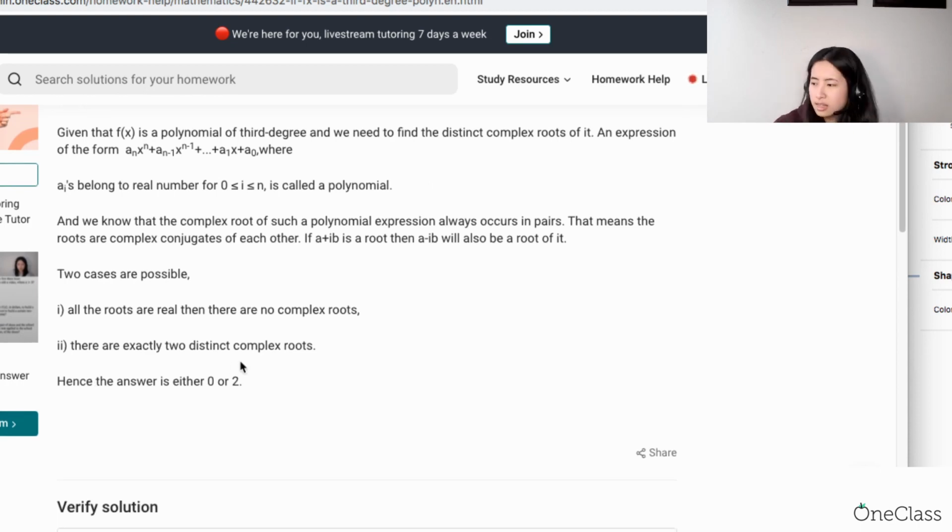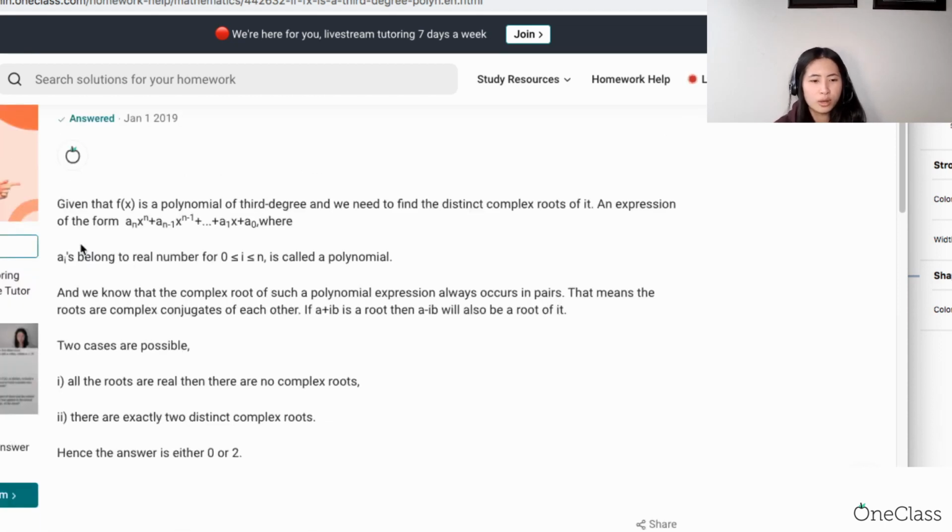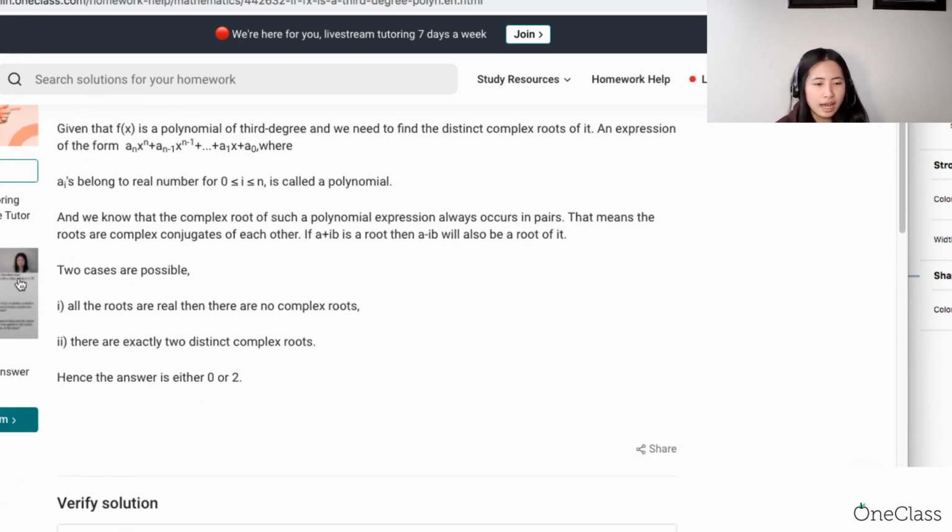Okay, so because this question is, I mean, it's not really a skill question. They're not testing you to look at a third degree polynomial function and try to identify what the distinct complex roots are from that polynomial function, right? It's just asking you a general question, right? So when they mean that two cases are possible, which is right.